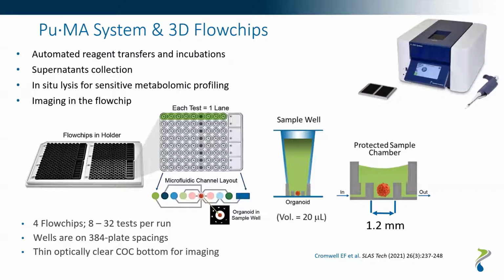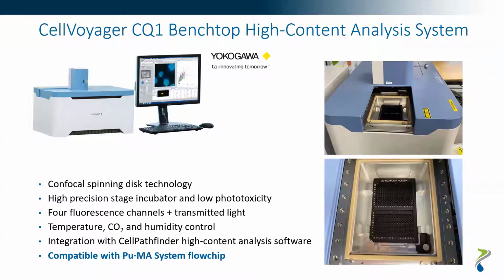The advantage of the system is that you can run 3D assays under physiological conditions, avoiding sample damage or loss. All images in this poster were acquired using the CellVoyager CQ1 imaging system. It is a spinning disk technology that allows acquiring images using 4 fluorescence channels. The system also supports live imaging under temperature, CO2, and humidity control. The system is integrated with the Cell Pathfinder analysis software, and importantly, it is compatible with Pu.MA Flowchips. On these images, you can see how the Flowchips are positioned inside the instrument and ready for image acquisition.